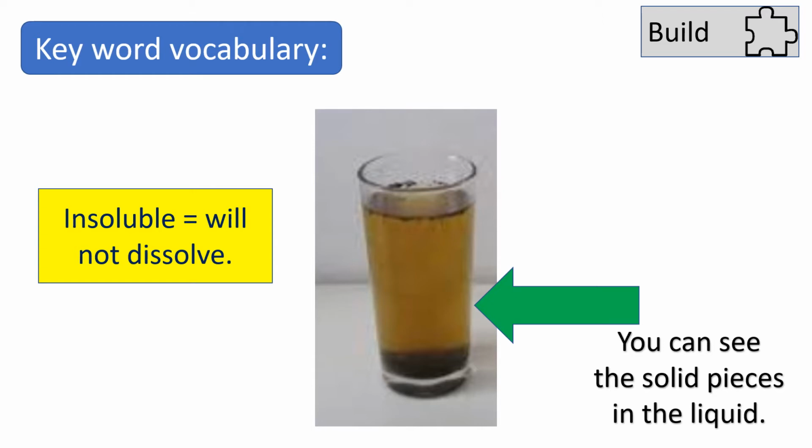So in this example, you can see here we've got what looks like muddy water. You can still see that you've got solid pieces in the liquid. They are insoluble because they will not dissolve. But you can also see from that brown colour there must be other substances which are soluble, so they have dissolved.